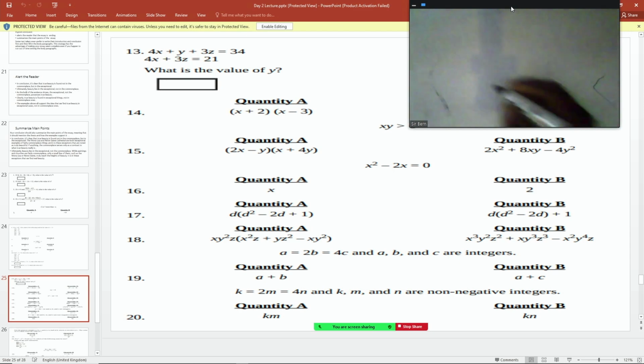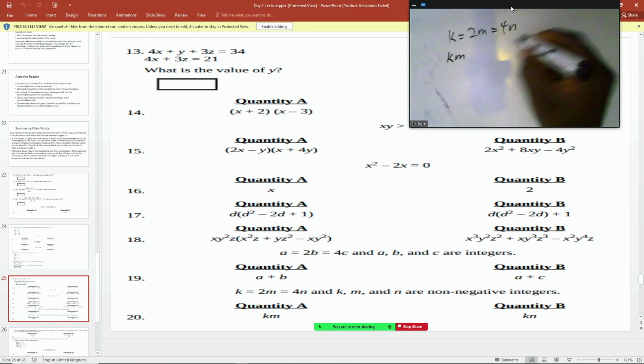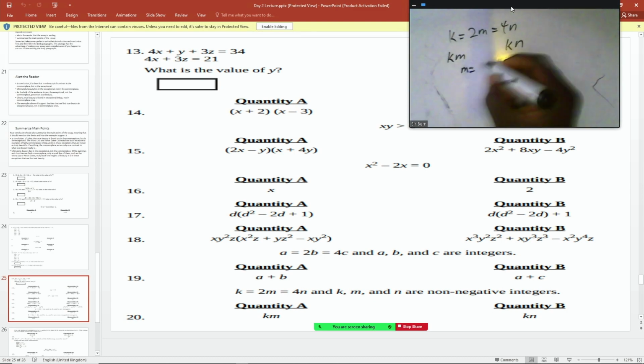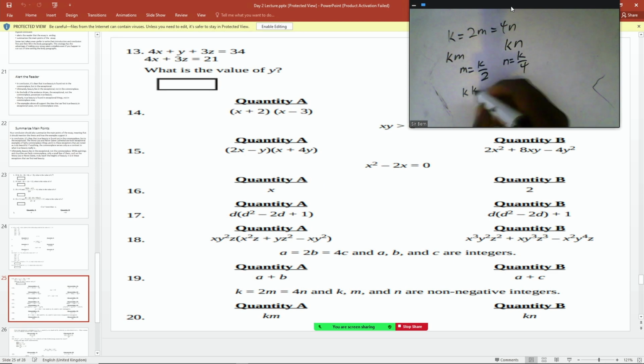Moving on to 22. K is equal to 2M, which is equal to 4N. Quantity A, KM. Quantity B, KN. So M is equal to K over 2, N is equal to K over 4. So we have K times K over 2, K times K over 4. So K squared over 2, K squared over 4. Likewise for this, just like 19, we don't know the value of K. So any can be greater in any situation. If K is 0, they are equal. So we cannot determine from the given equation. So our answer is D, cannot be determined.